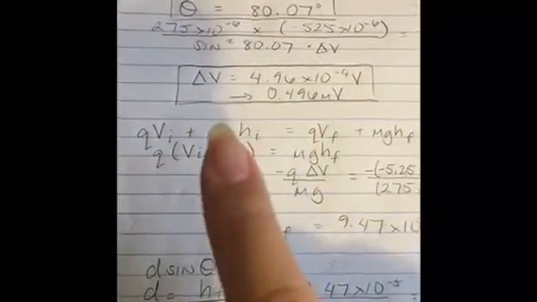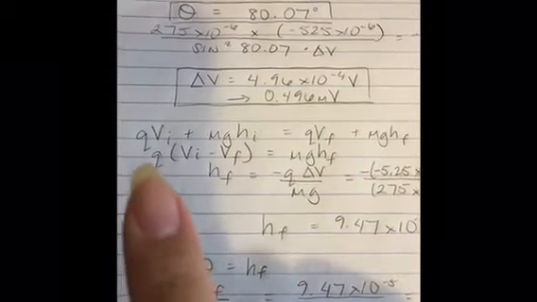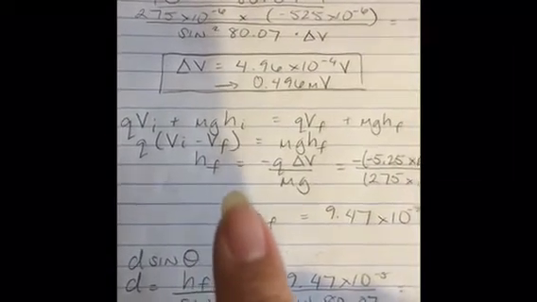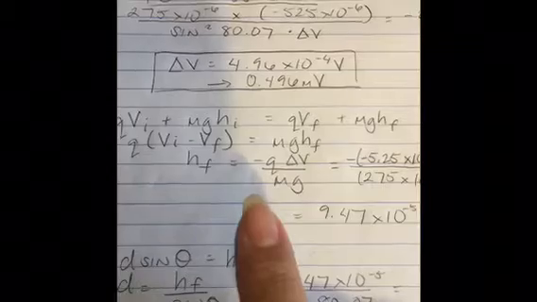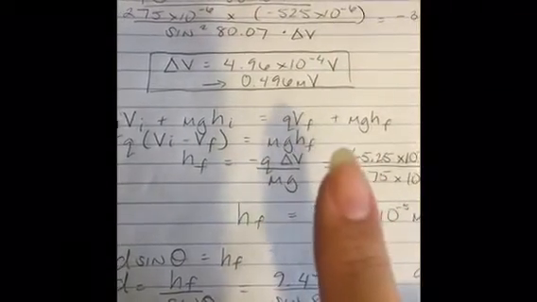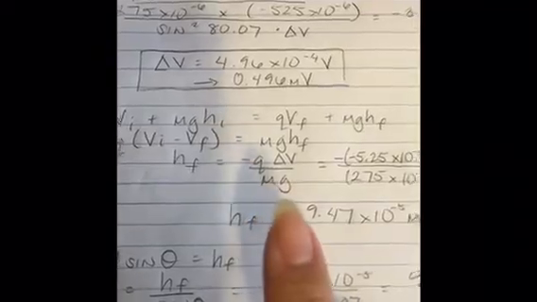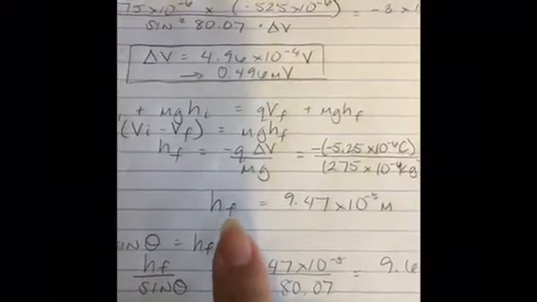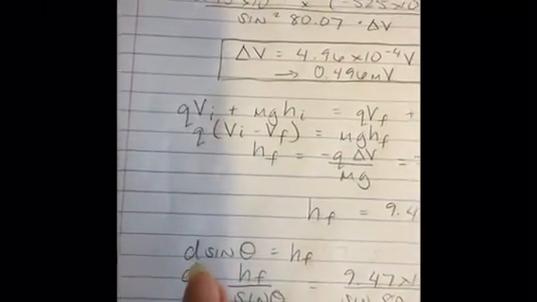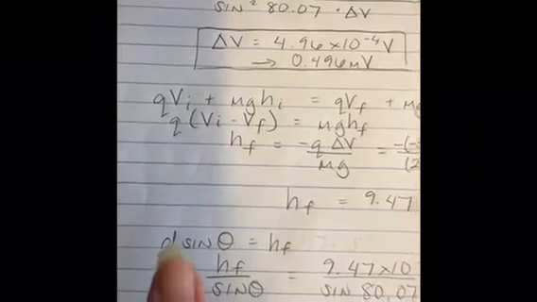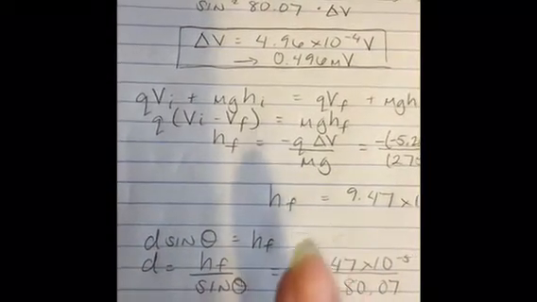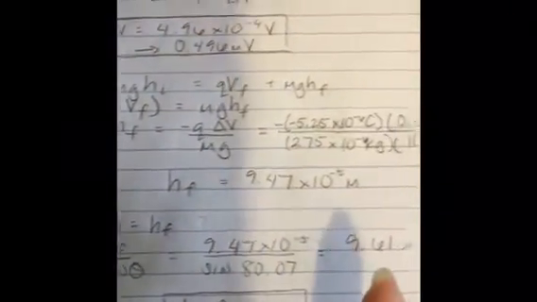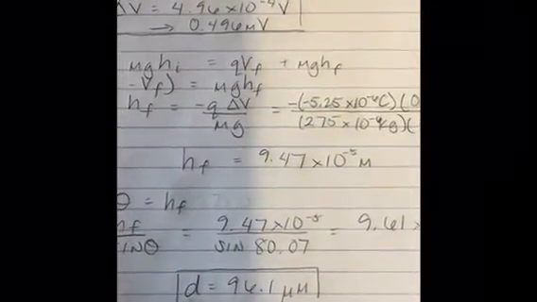Once I calculated my delta V, I was able to calculate electric potential to get the final height. HF is equal to the charge times delta V over mass times G. Solving to get H final, plugging that in to solve for D. D sine theta is equal to HF. Solving for D, I plugged in the numbers to solve to get my final answer.